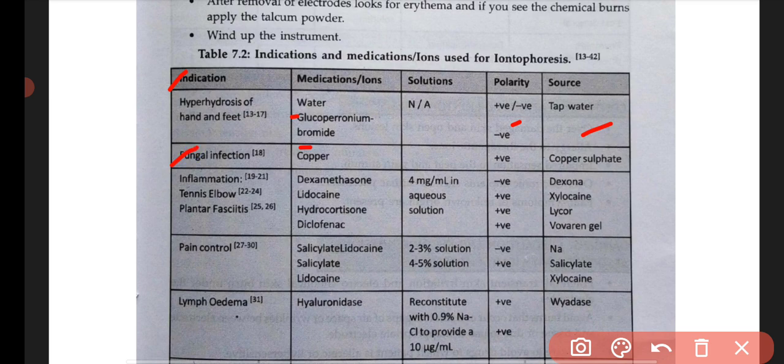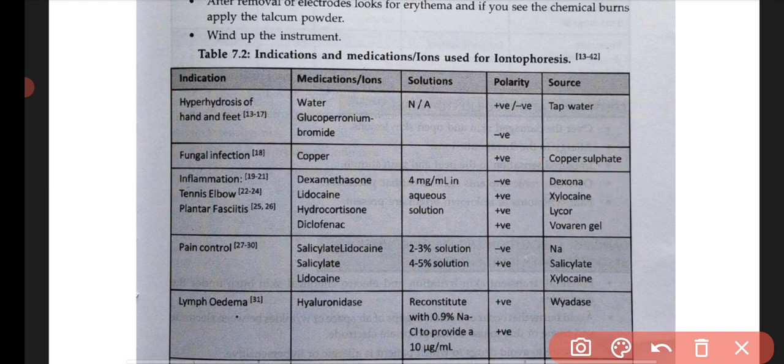Now, fungal infection. The medication is copper, the polarity is positive and the source is copper sulfate. In case of inflammation, we use dexamethasone. The solution is 4 mg per ml in aqueous solution. The polarity is positive and the source is Dexona. In case of tennis elbow, it is lignocaine, lidocaine, the solution is the same, the polarity is positive and the source is Xylocaine.